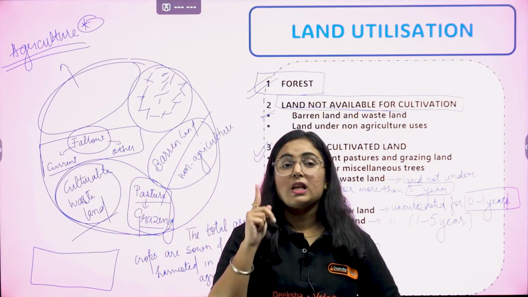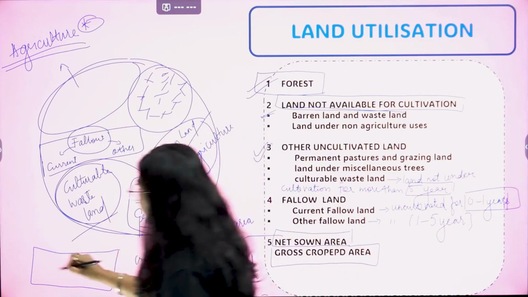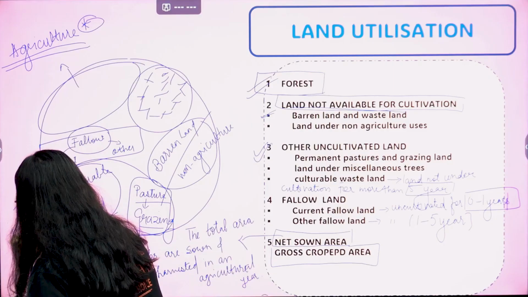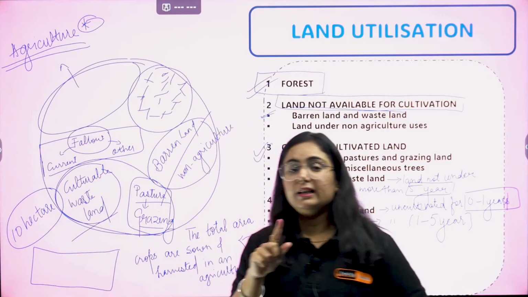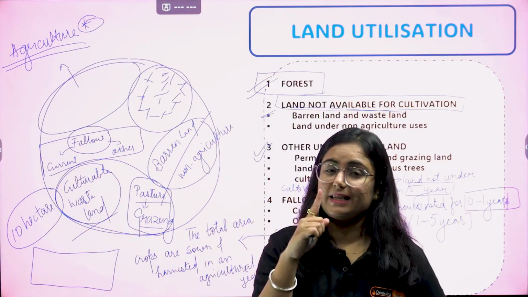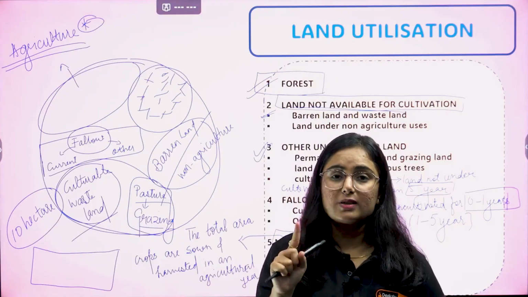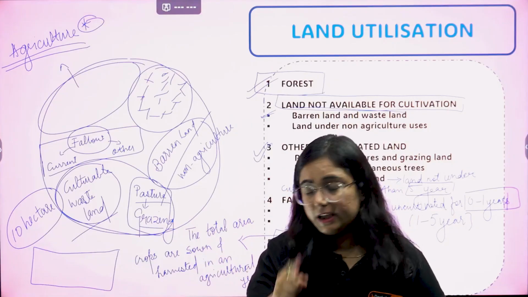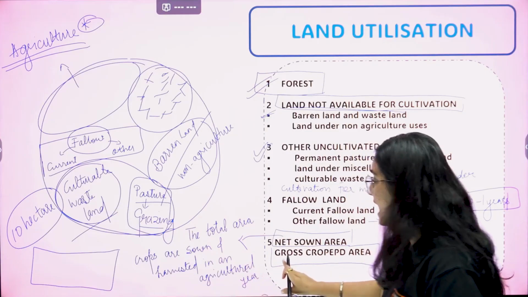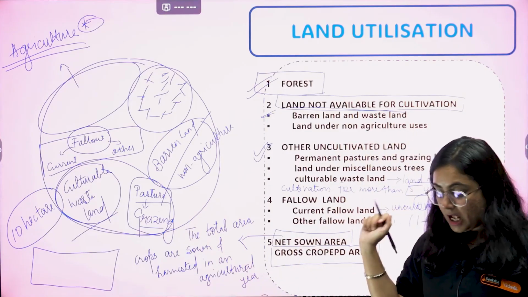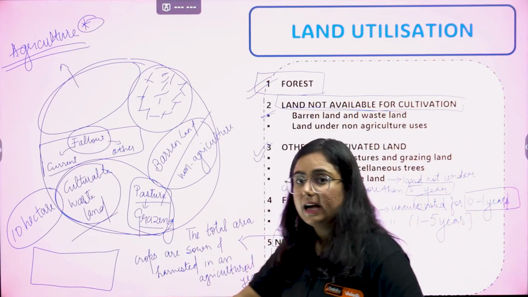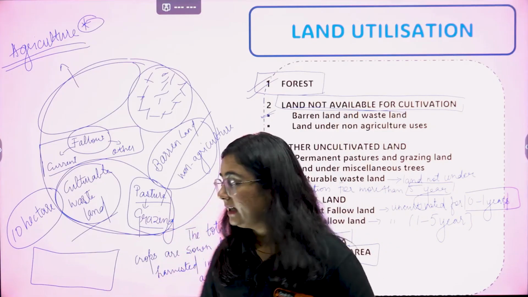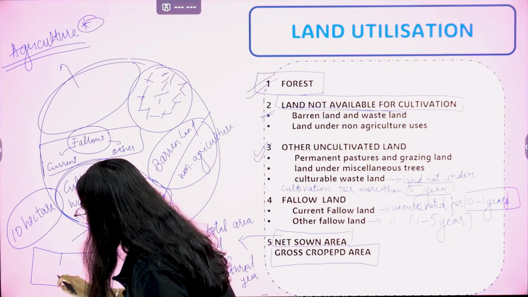Consider that this is your land of 10 hectare. How much? 10 hectare. Okay. You are using this land once in an agriculture year. You are using this land of 10 hectare once in an agriculture year, and this will be referred to as net sown area. But now you are in India, we have 3 agriculture seasons, right? We have 3 agriculture seasons.